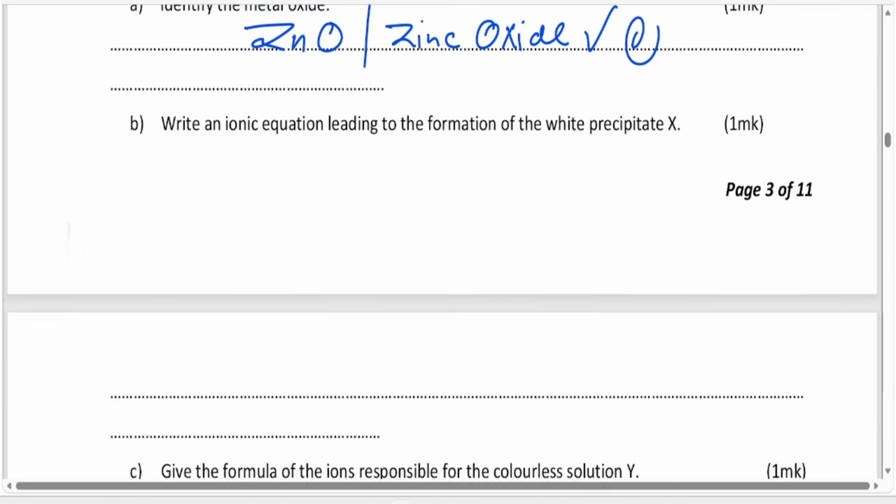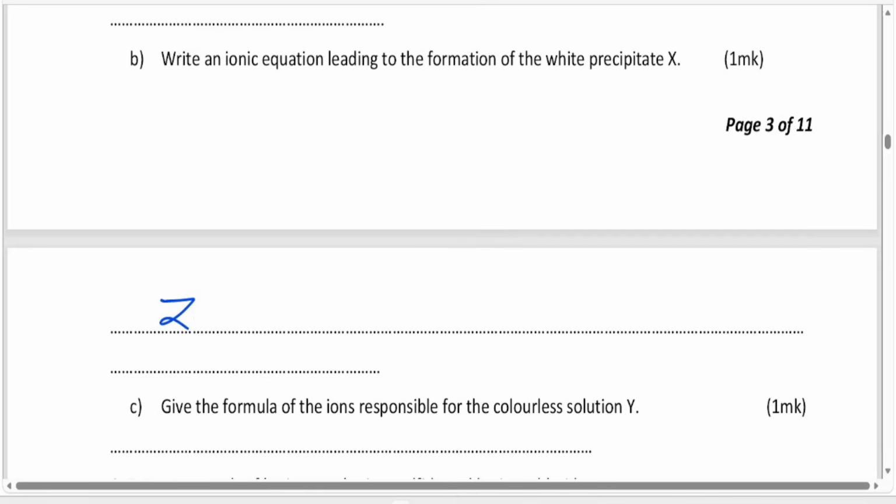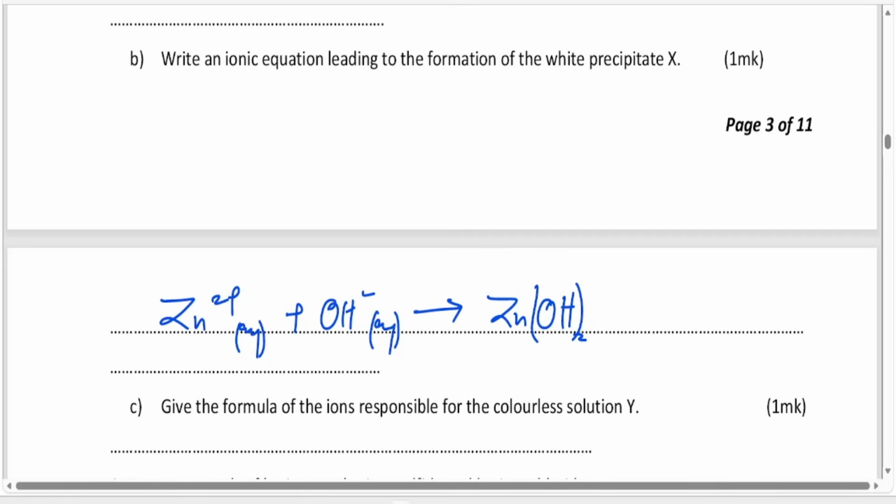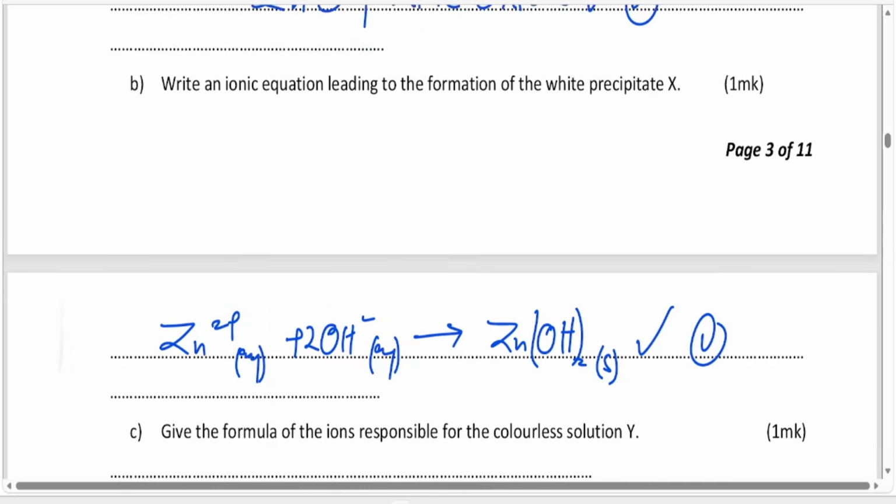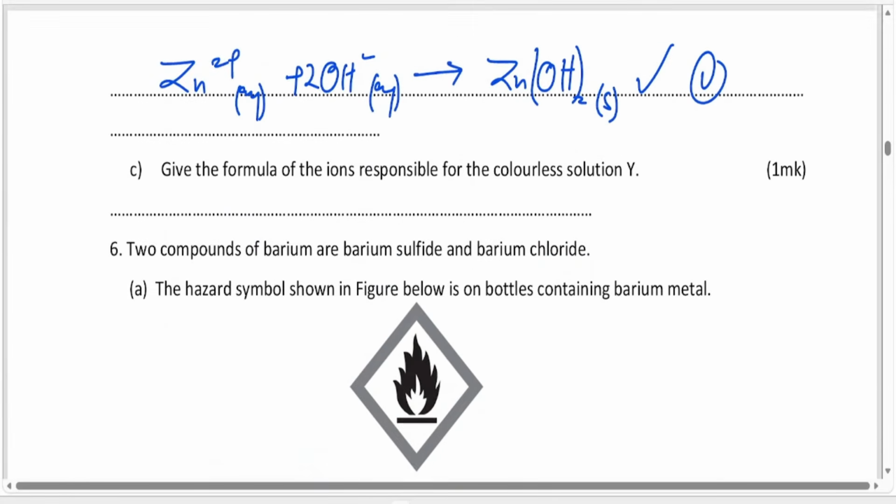Write the ionic equation leading to the formation of precipitate X, and that is when we write zinc ions, aqueous, reacting with hydroxyl ions from a few drops of ammonia, and this gives us Zn(OH)2, and this is a solid, and we balance here with a 2. Again, this gives you 1 mark, having written all the state symbols correctly, and again writing the formulas correctly.